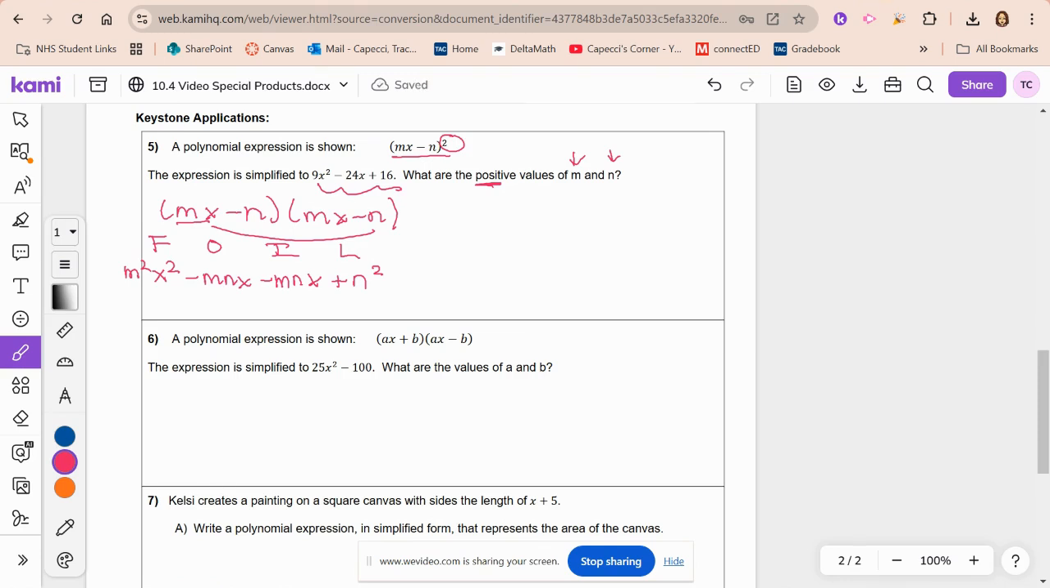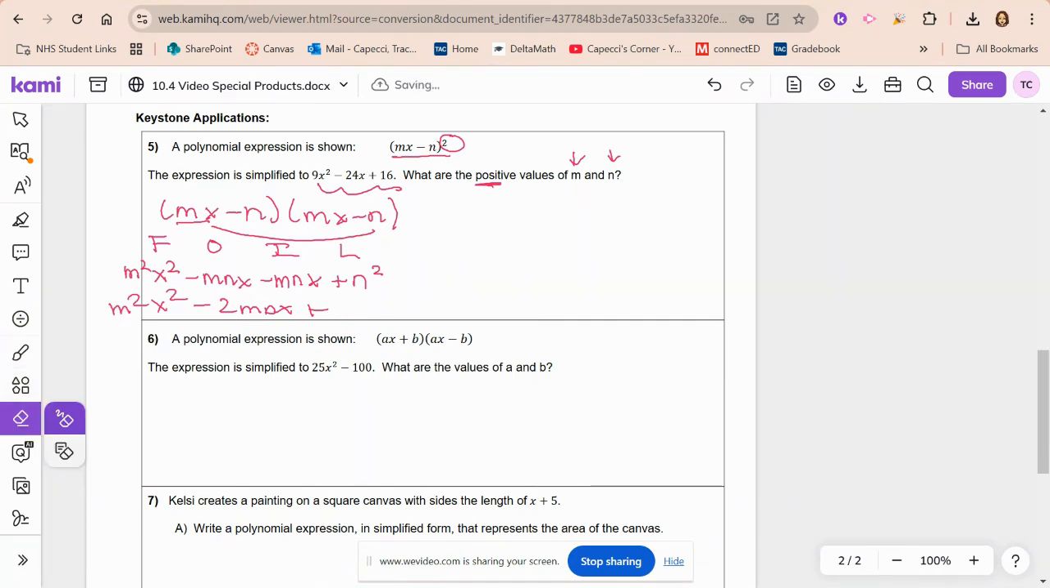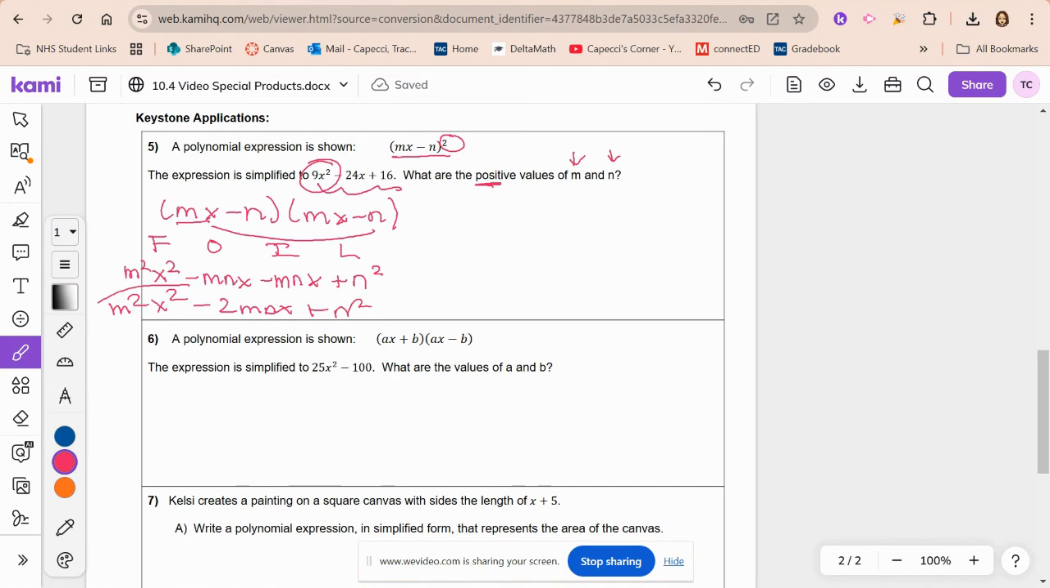Now, I know I'm going to combine this. So that gives me negative 2mnx. But you'll see we don't even really need that middle term to figure out what m and n are. So we're just going to take it one at a time. I notice in my answer that my first term attached to the x squared is going to be 9. So here's my x squared. So I have m squared x squared is equal to 9x squared.